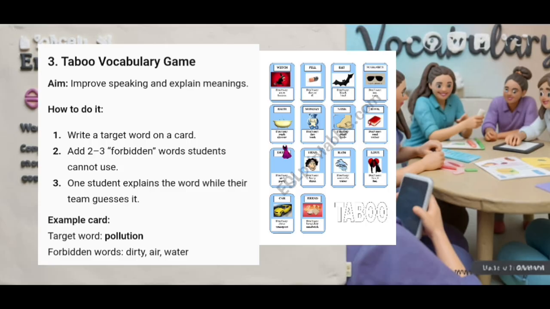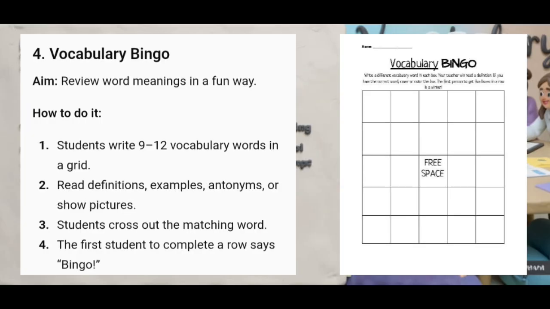We have the fourth activity, which is called vocabulary bingo. It aims to review meaning in a fun way. So how can we do it? Here a student writes 9 or 12 vocabulary words in a grid, the teacher reads definitions, examples, antonyms, or shows pictures. Students cross out the matching word, and the first student to complete a row says bingo.